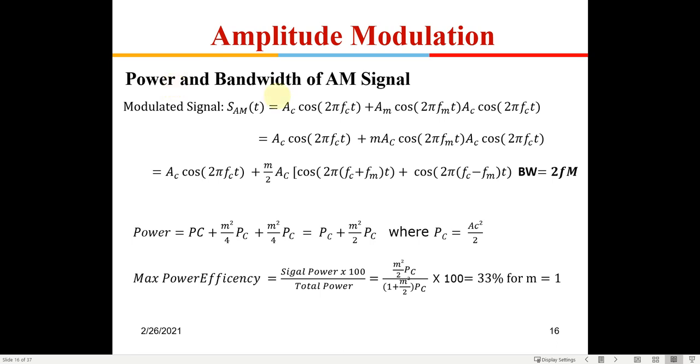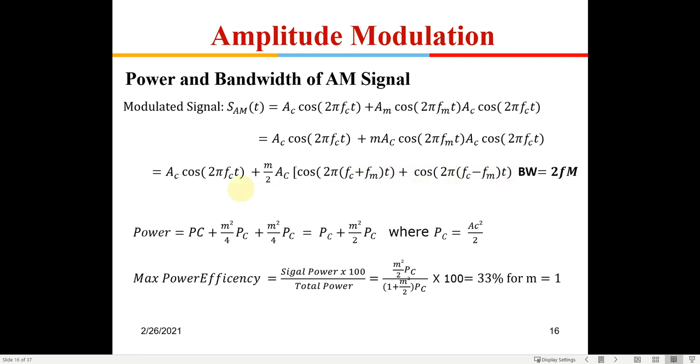Now coming to power and bandwidth of an AM signal, right? Now what we do is, this is the signal. This is the carrier signal, and this is the AM, the modulating signal, into the carrier signal. This is the standard definition of an AM signal. Now I am replacing this with m Ac here, and then I am going to take cos A into cos B as cos(A plus B) plus cos(A minus B) by 2. So I have put this.